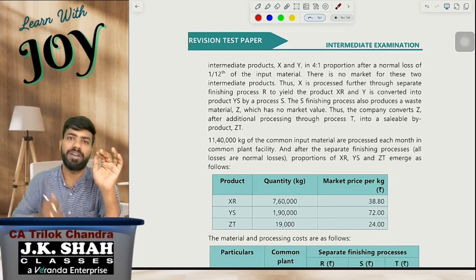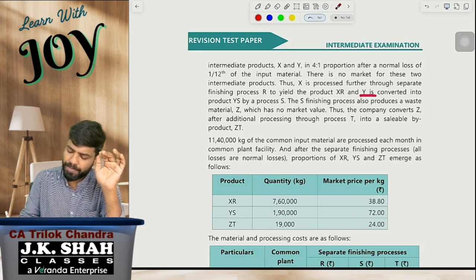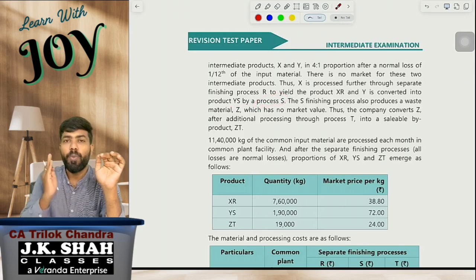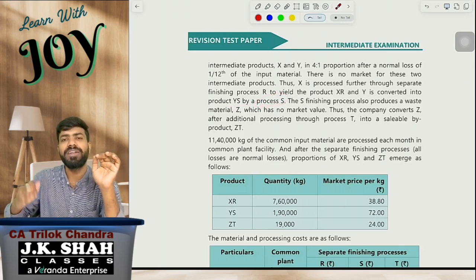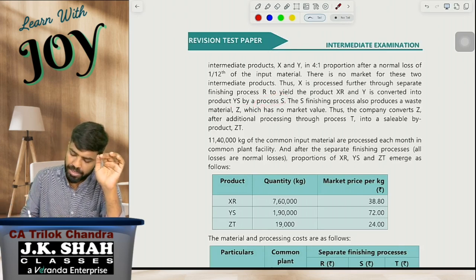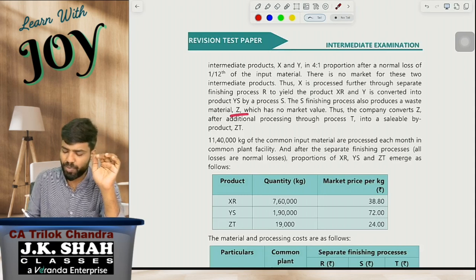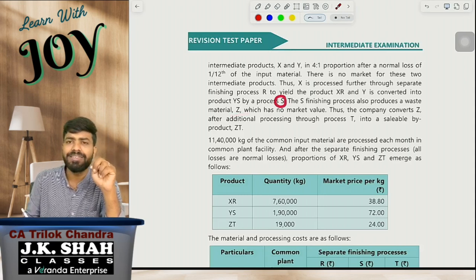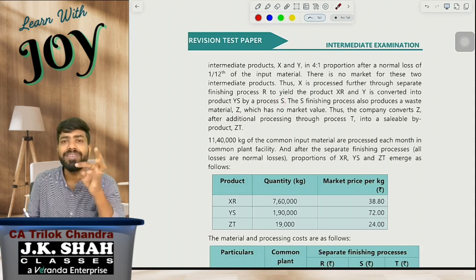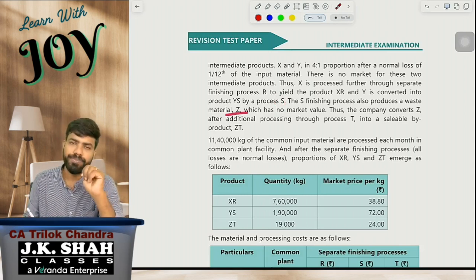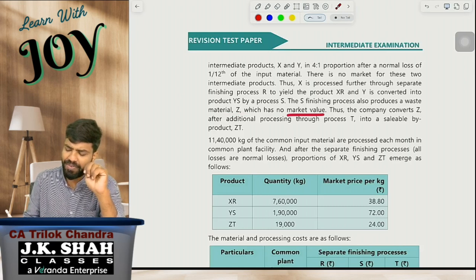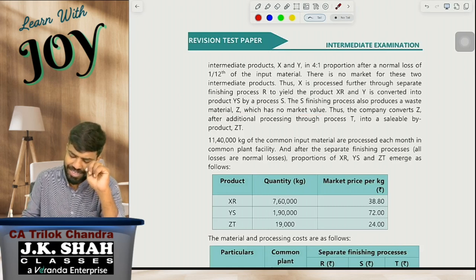Now, they are called XR. Product Y is converted into YS by process S. Y in process S, so that they are called YS. Next, the S finishing process also produces a waste material Z. So what is happening when it comes to process S along with the YS? It is giving some waste which is called Z, which does not have market value. Thus, the company converts Z after additional processing through process T into a saleable product ZT.